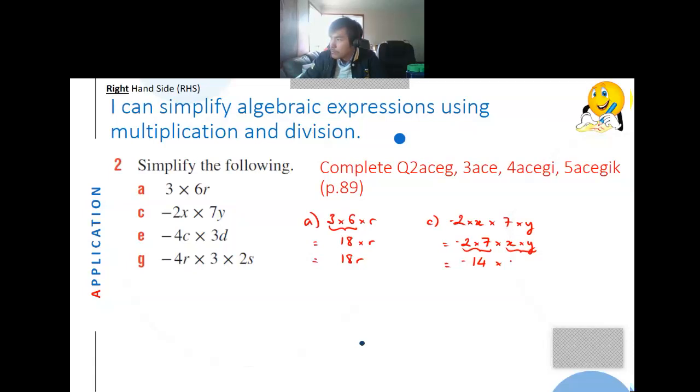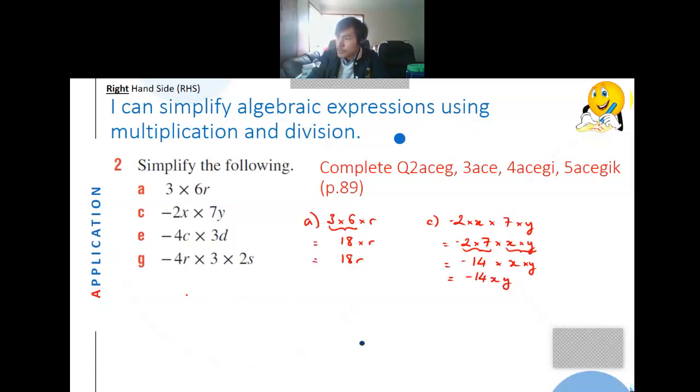Then we are going to do the letters. I'm just going to leave them like this for now. And then finally, we are just going to hide, we're only hiding, we're not getting rid of, the multiplication sign. And that's going to give us -14xy.